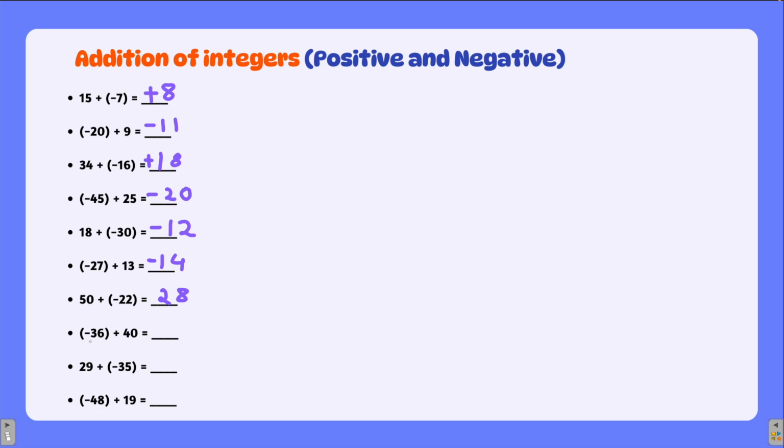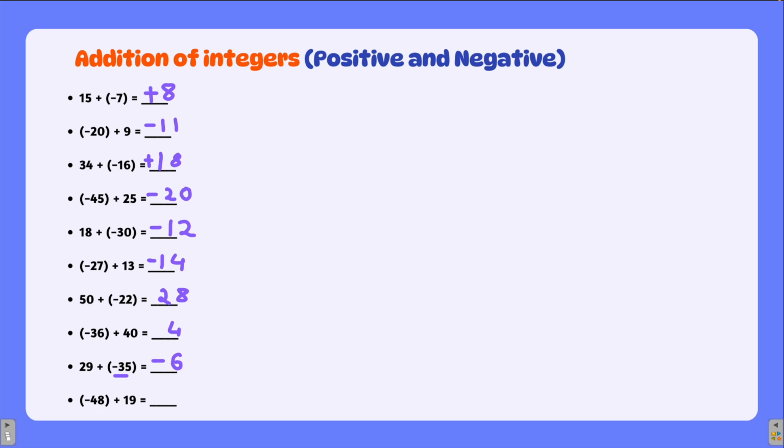Now, minus 36 plus 40. We will subtract 36 from 40. So this will give us 4 with a positive sign as 40 is greater than 36. 29 plus minus 35. That means we will subtract 29 from 35 and that will be 6. And it will be a negative 6 since 35 is greater than 29.